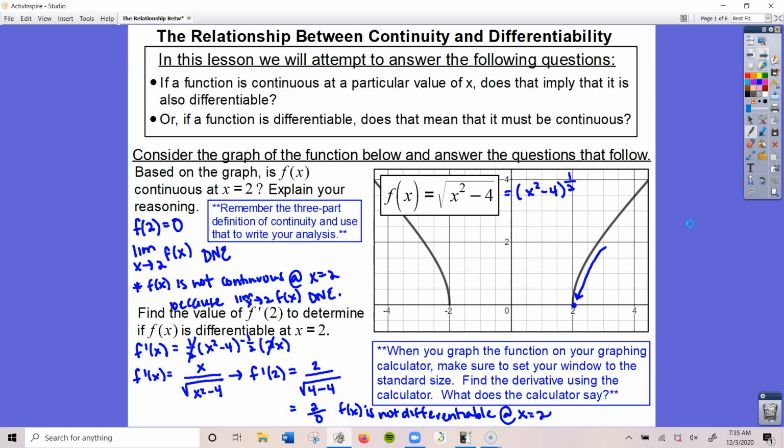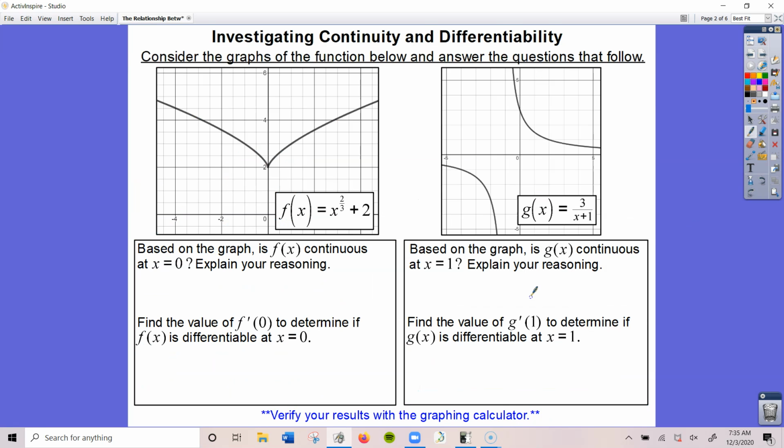Let's move along to look at some other graphs in order to see if we can establish the link between continuity and differentiability. Here we have the graph of f of x, which is equal to x raised to the 2/3 plus 2. Based on the graph, is f of x continuous at x is equal to 0, and we would explain.